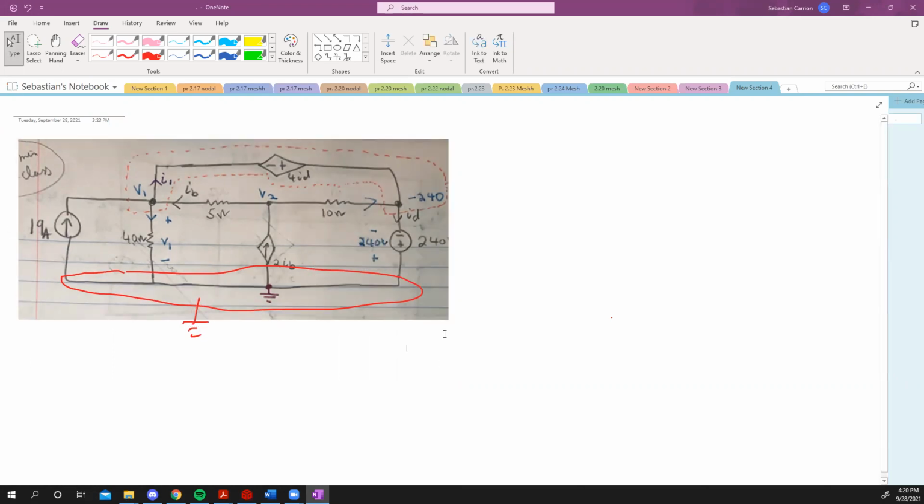So we make this bottom our ground, right? Then we have this big node. I'm going to disregard everything you wrote here. So this is our node. We call this V1, right? This is going to be our V2, and since this is our ground, this is negative 240, right?